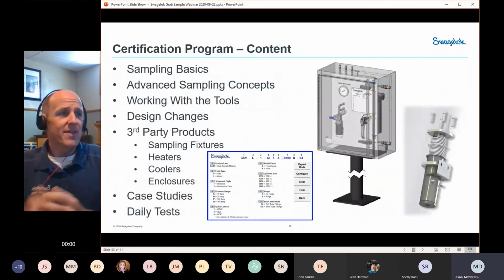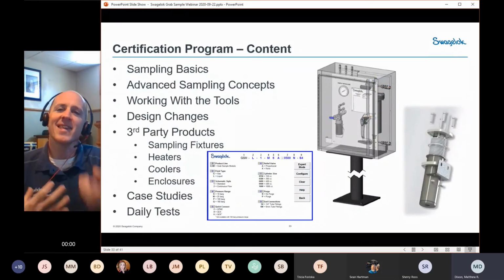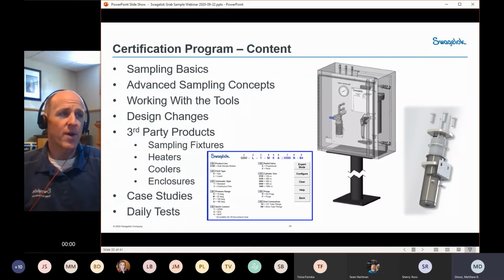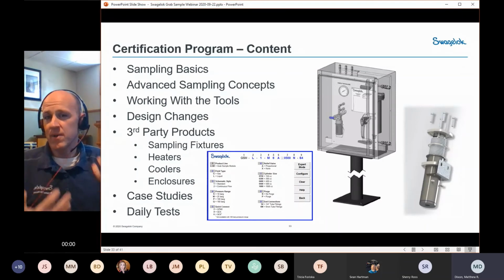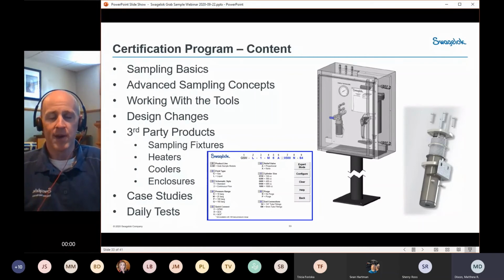Within that certification program, of course, we're teaching them about the product itself, but we wanted to give more detailed background information as well. So we wanted to give them some sampling basics so that we understand and can make intelligent design decisions around these things, along with some advanced sampling concepts, teach them how to work with those tools I mentioned before, teach them how to handle design changes, teach them all about the third-party products that we commonly encounter with grab sample panels, whether it's sample coolers or site flow indicators or things of that nature, so that all of our sales and service centers are reading basically from the same sheet of music.